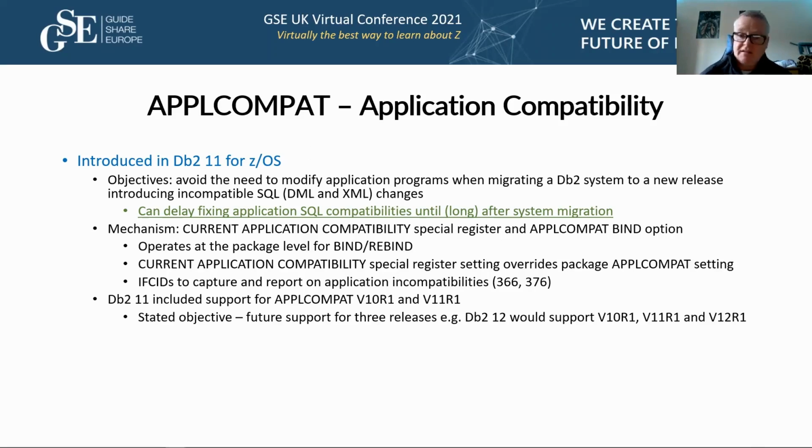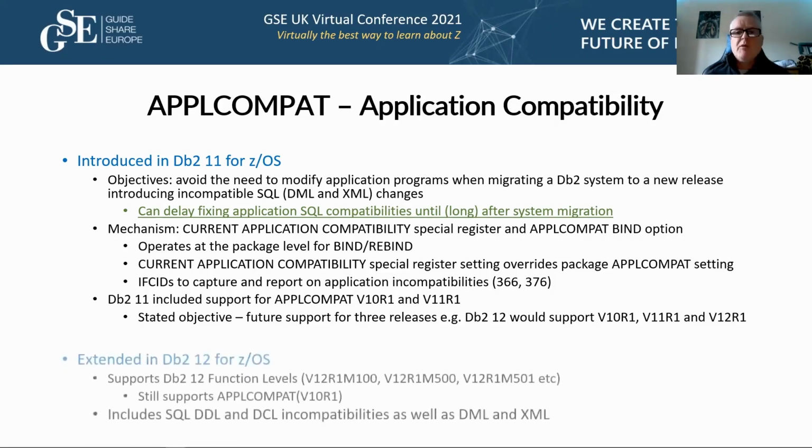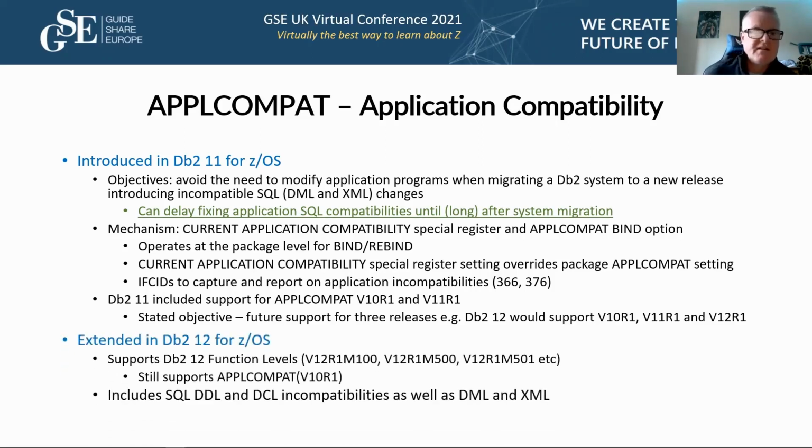If anybody's run the prereq stuff, you'll know all about the IFCID traces to capture and report on the application stuff. I think most of us have run those at one time or other. So DB2 11 included support for APPLCOMPAT back to version 10, or you could just run version 11 as was really. So that was what the V11R1 was for. At the time, they said that they'd support three releases, so version 12 would support 10, 11, and 12. It got a bit more complicated towards version 12, as you could say, because version 12 supports function levels now.